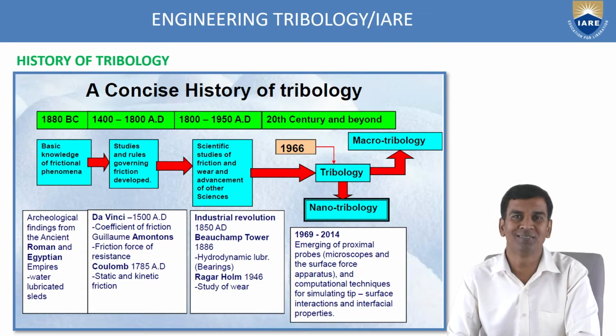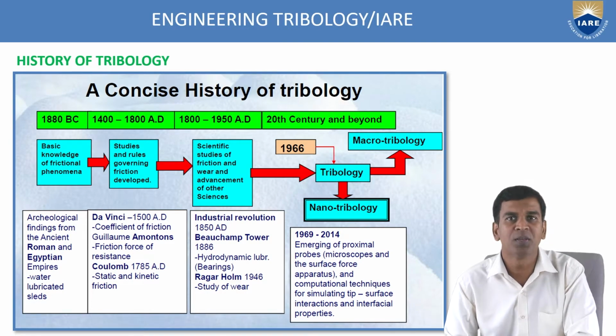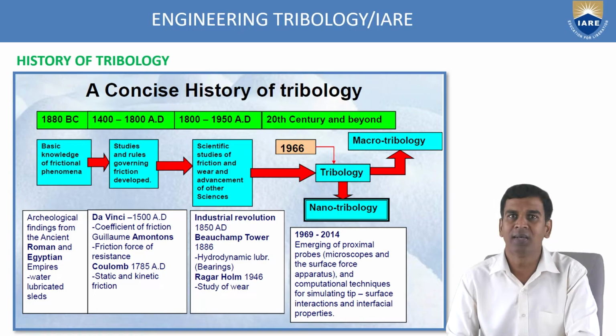For example, you can see at the bottom, Da Vinci's law, which was stated in 1500 AD, the coefficient of friction, Amontons' friction force law, and Coulomb's law. These three gentlemen did a lot of research on friction, and they made some guidelines that could be followed during the period of 1400 to 1800 AD.